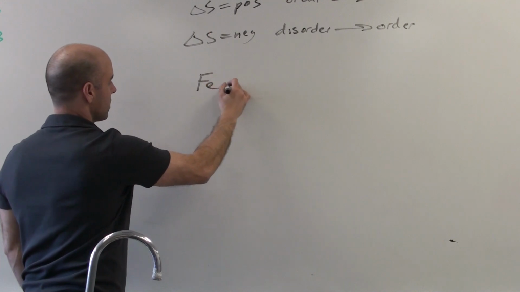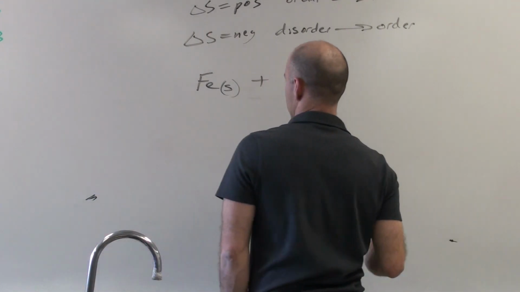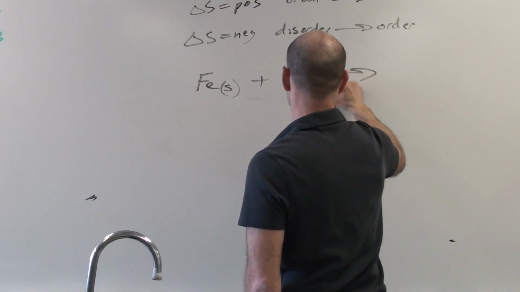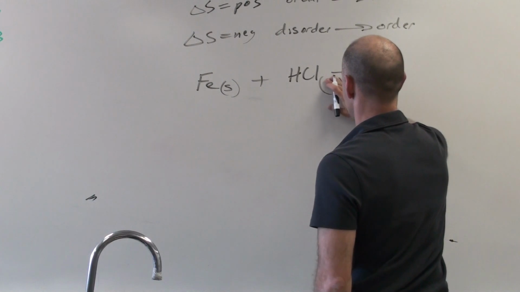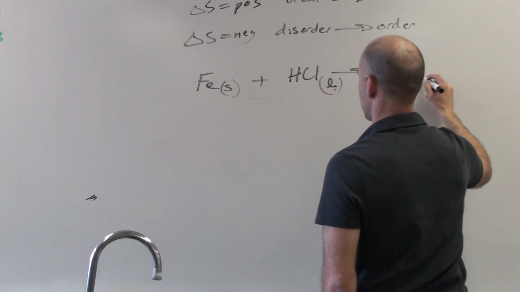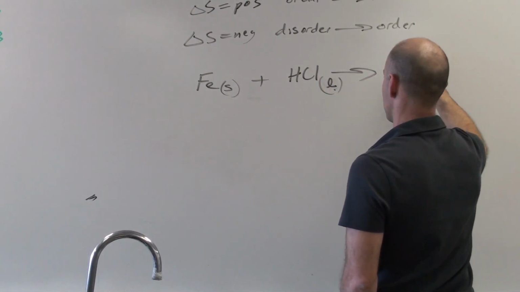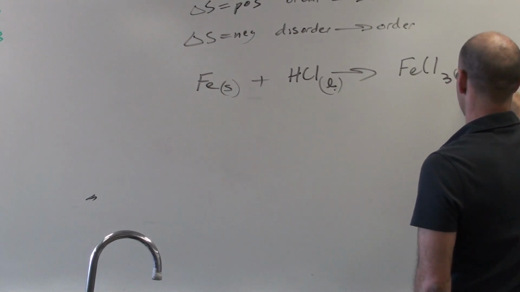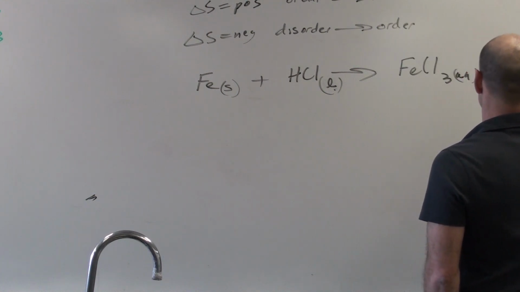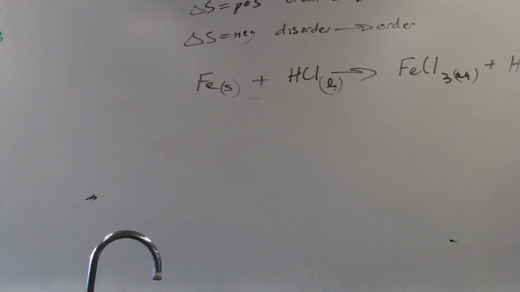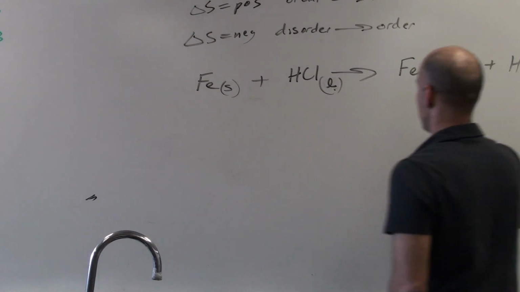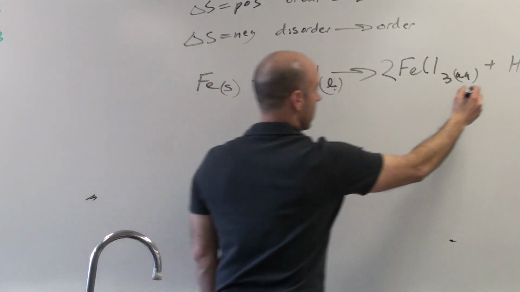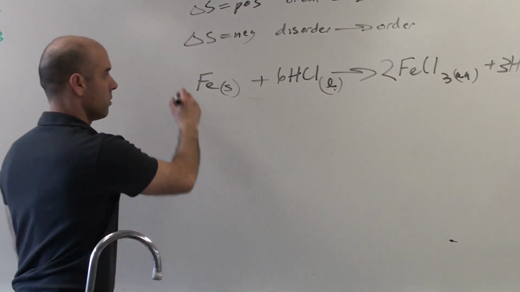How about we take, I'm just going to make up the reactions here. Balance this, we're going to need a 2 here, 6 here, 3 there, and 2 there.